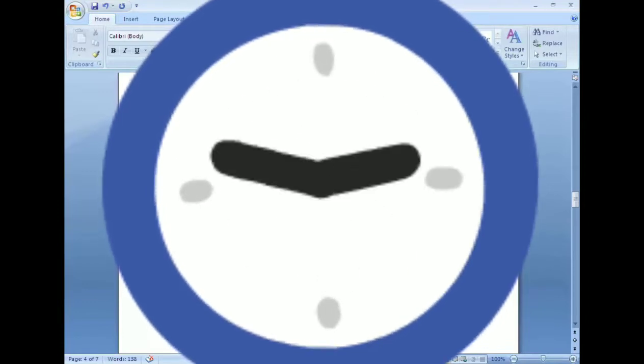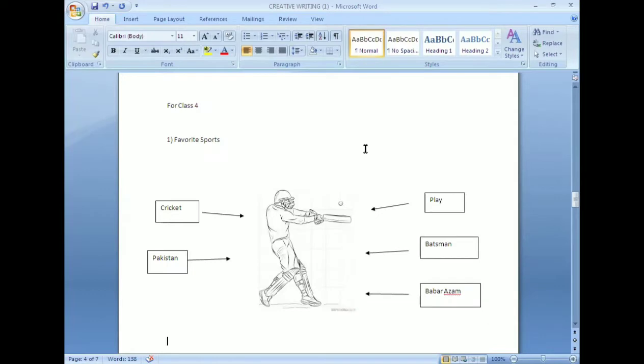Basically what you have to do, students, is that you're going to be given a picture. As you can see, there's a batsman hitting a ball. There are going to be pictures given in the middle of the page. And there are boxes around the picture. There's a box and there's a text in the box, like cricket, Pakistan, play, batsman, and Babar Azam.